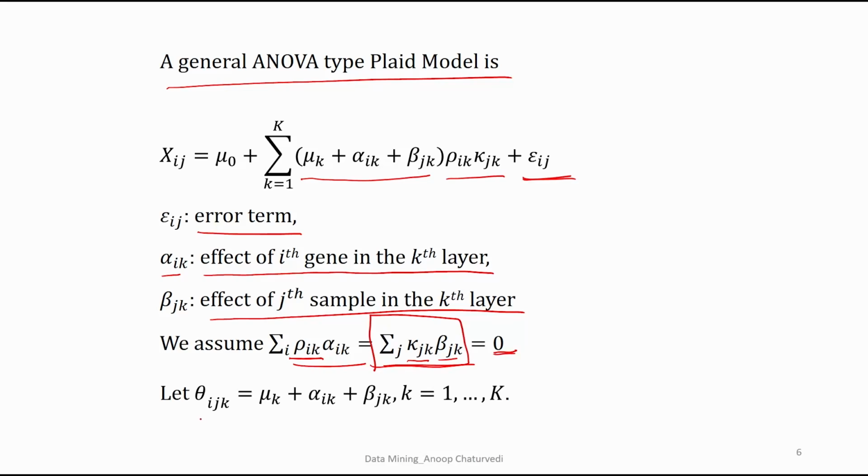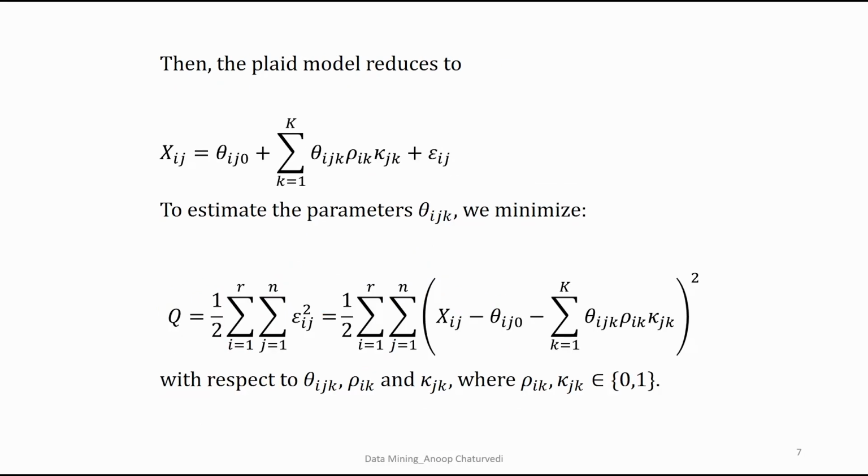Now, suppose theta ijk is equal to mu k plus alpha ik plus beta jk for k equal to 1 to capital K. Then we can write the Plaid model as xij equal to theta ij naught plus summation k equal to 1 to capital K theta ijk rho ik kappa jk plus epsilon ij. And then your problem is to estimate the parameters theta ijk. And for that purpose, we use the method of least squares.